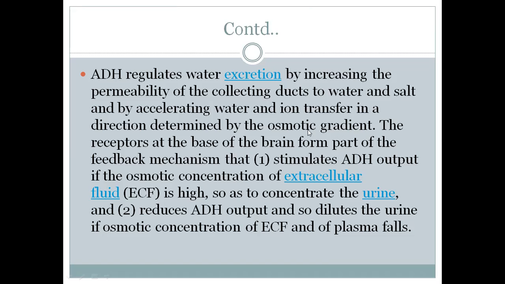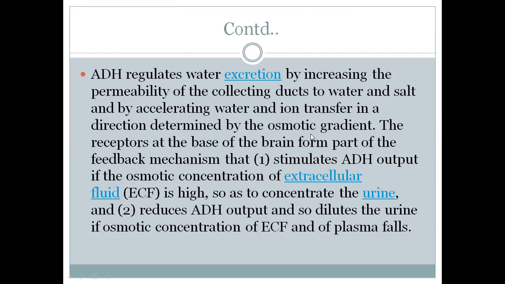Osmotic gradient is going to be created between the collecting duct and the blood capillaries. So along the osmotic gradient, depending where water is more and where it is required, the osmotic gradient will be produced, and the water is going to move along the osmotic gradient. If there is less water in the blood capillaries and more water in the collecting duct, then the water is going to move towards the blood capillaries.